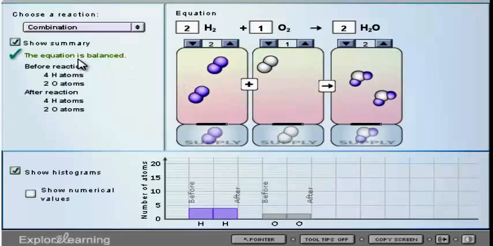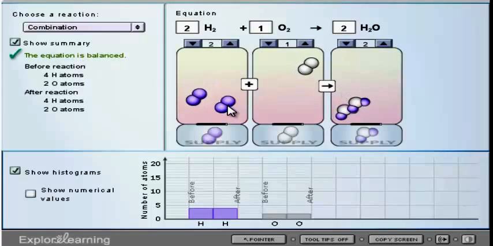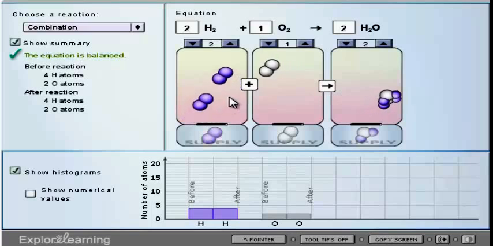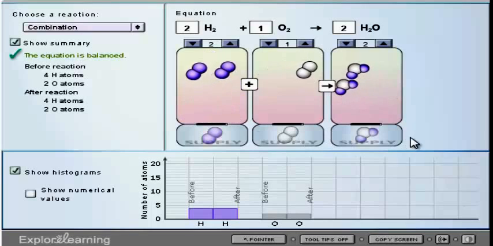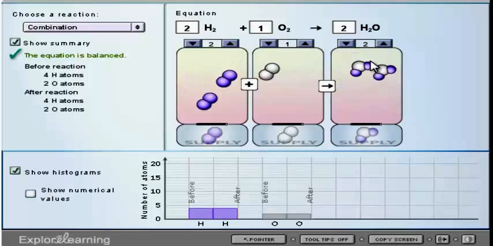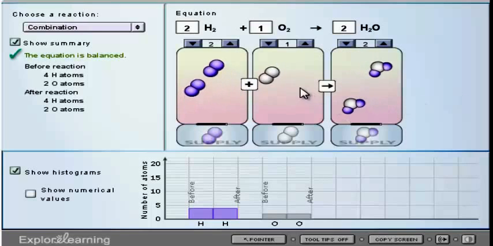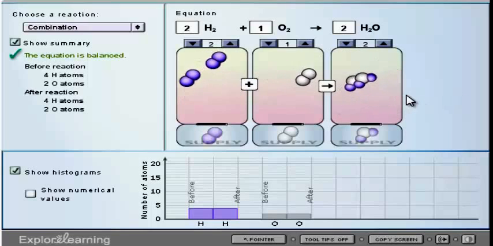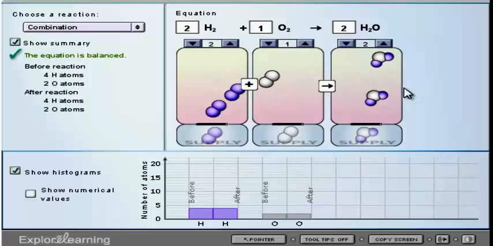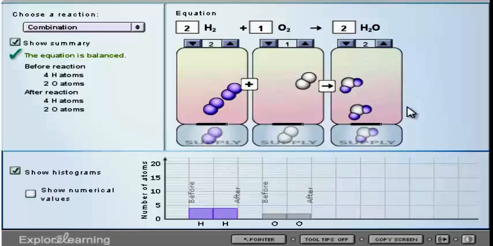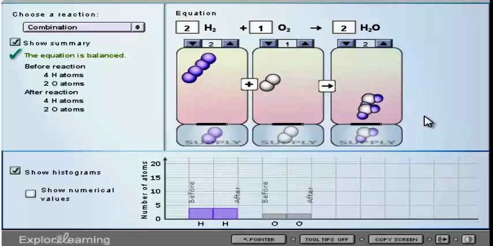Note that the reaction is now balanced. There are 4 atoms of hydrogen before the reaction and 4 atoms of hydrogen after the reaction, and there are 2 atoms of oxygen before the reaction, and there are 2 atoms of oxygen after the reaction.